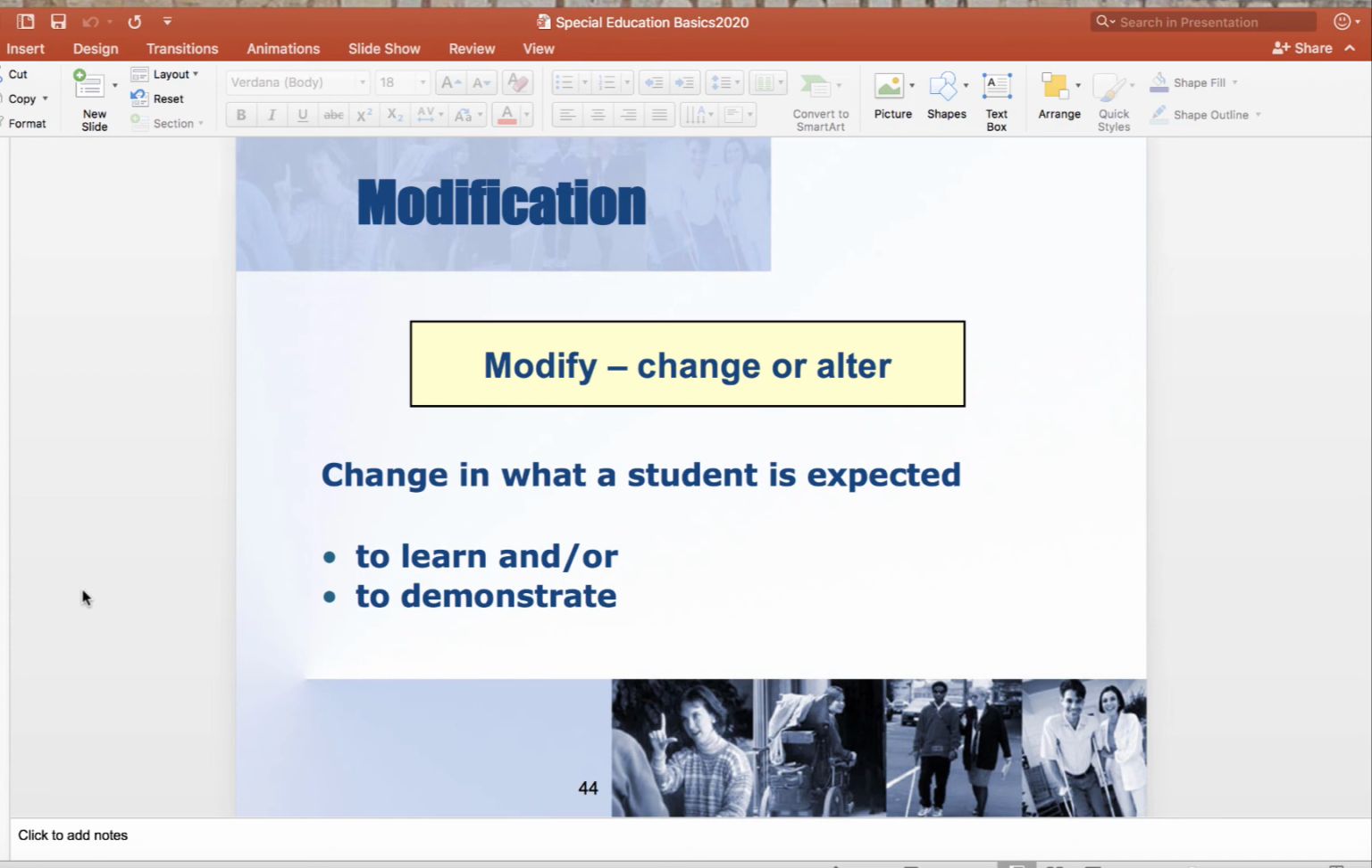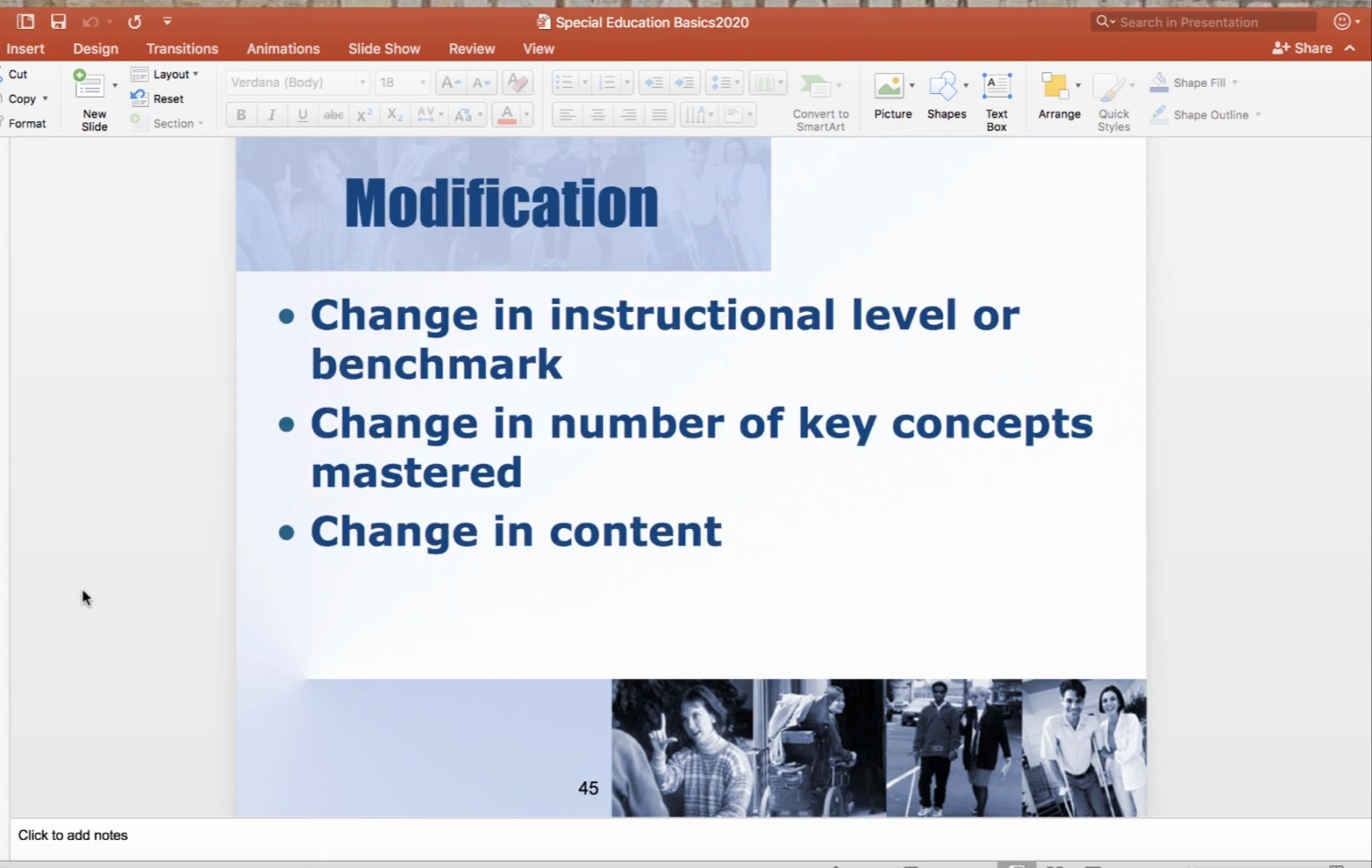Modify now changes or alters things. It changes what a student is expected to learn and demonstrate. It changes the content or the benchmark and changes the number of key concepts mastered. This is a very important piece that you need to understand: you can only modify a student's educational program if they are under an IEP in IDEA. Section 504 is accommodate or adapt only, it's not modify. So modify only happens for students with special needs under IDEA.